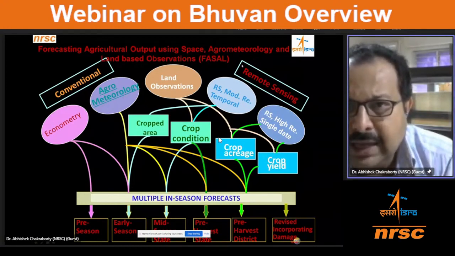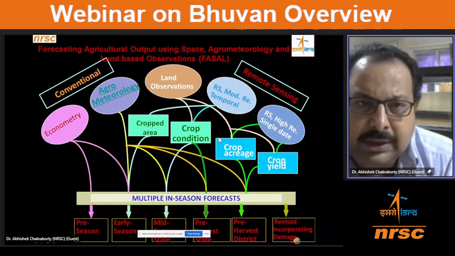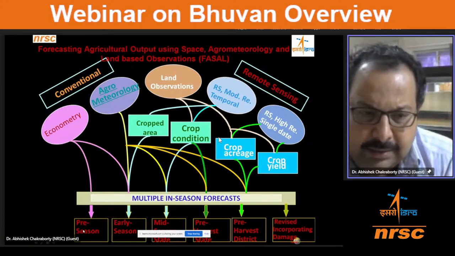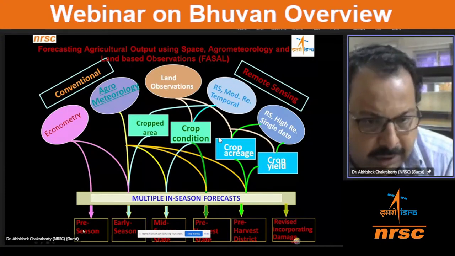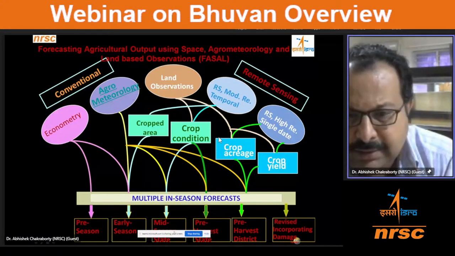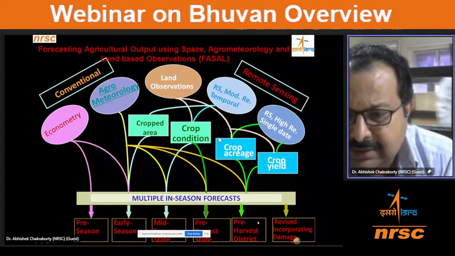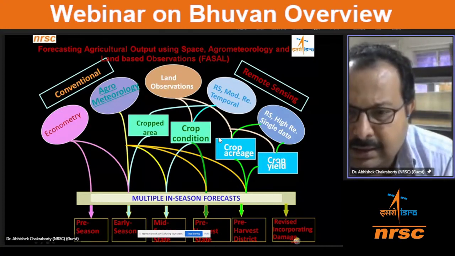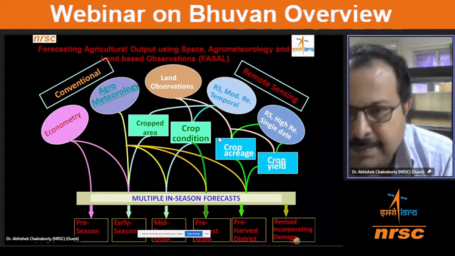So based on all these remote sensing along with land observations, along with econometry and agrometeorological observations, the crop is monitored from pre-season to the early season to the mid-season, and ultimately the pre-harvest yield we are releasing for the major crops over India.